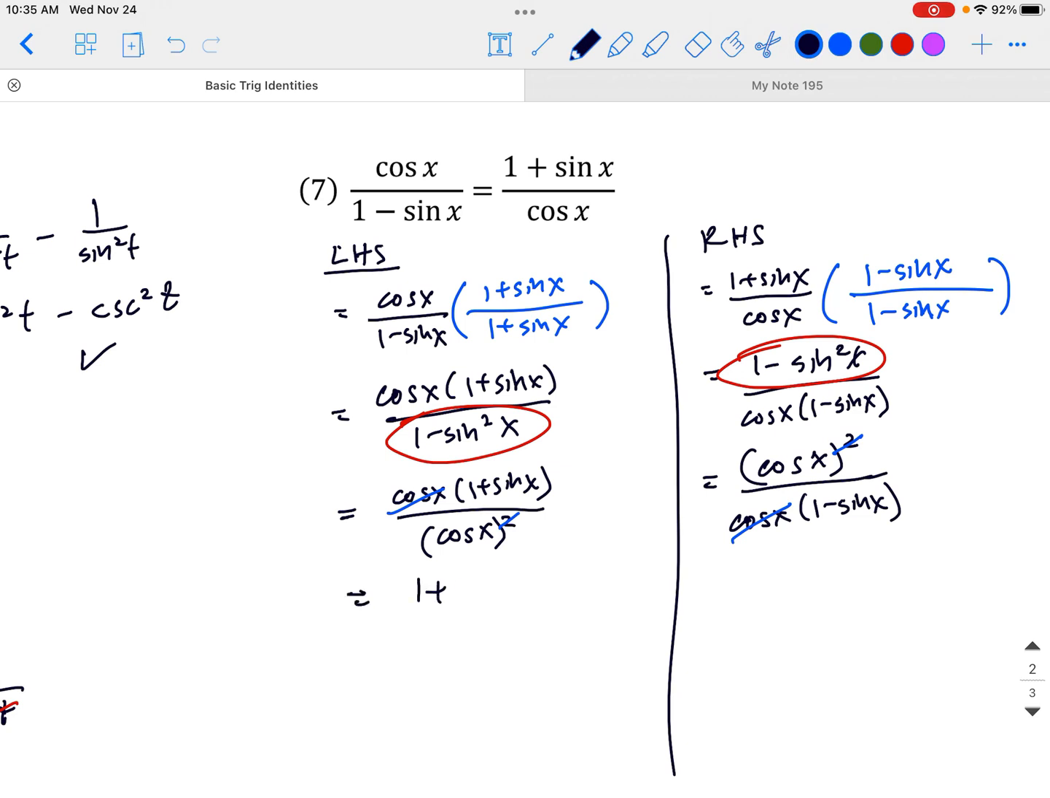And what we'll end up with is 1 plus sine x over cosine x with our left-hand side proof, and we're done. And on the right, we'll have cosine x over 1 minus sine x, and we're done. So again, this would be an example where it's kind of the same sort of level of work depending on which side you choose. So again, it doesn't really matter which side you choose for this example.